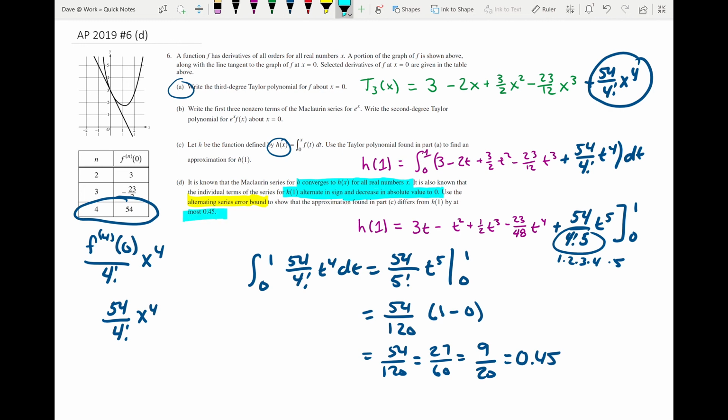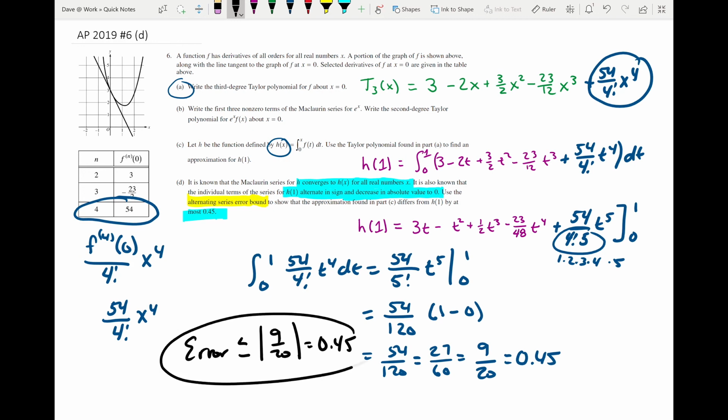And I can essentially say now that my error is going to be less than that next omitted term, which in this case is the absolute value of 9/20, which is therefore 0.45. And there's the work.